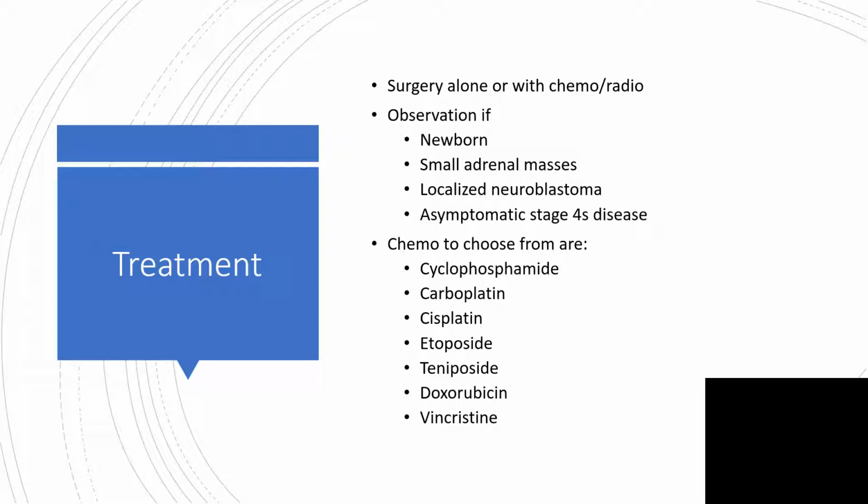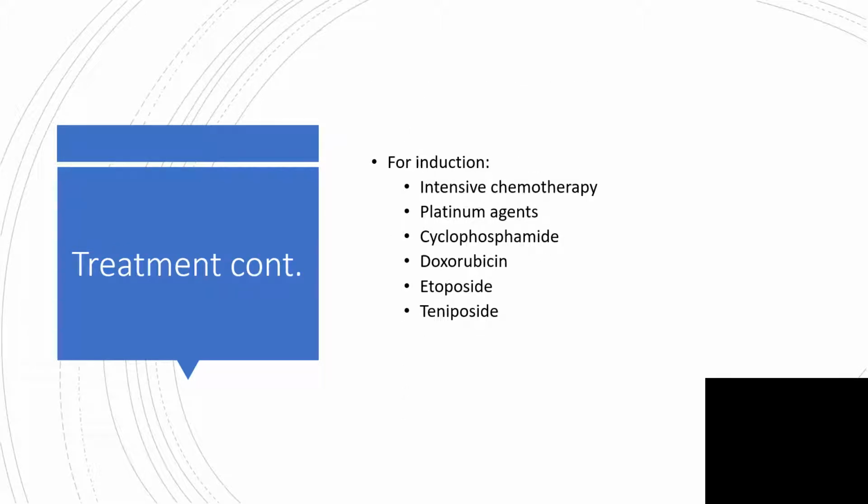Chemo that you can choose from are cyclophosphamide, carboplatin, cisplatin, etoposide, teniposide, doxorubicin, or vincristine. And for induction purpose, you can have intensive chemotherapy. You use platinum agents, can use cyclophosphamide, doxorubicin, etoposide, or teniposide for induction.